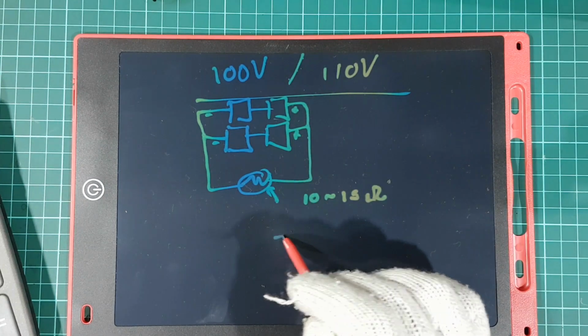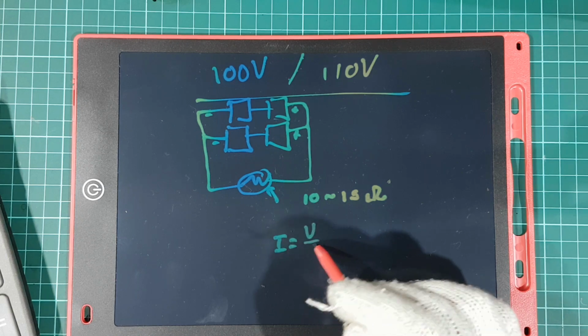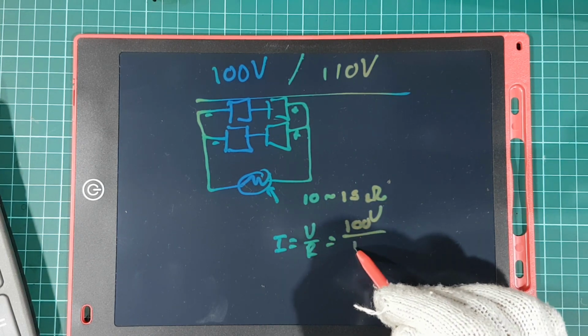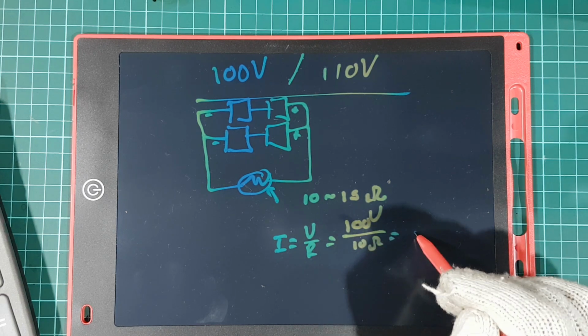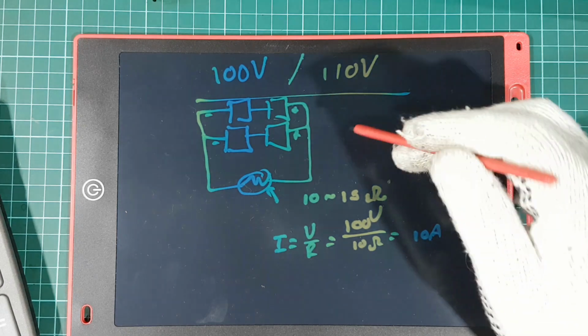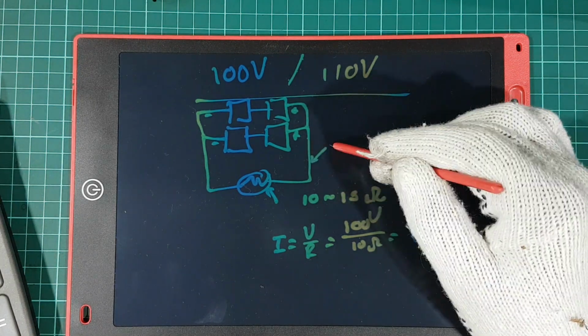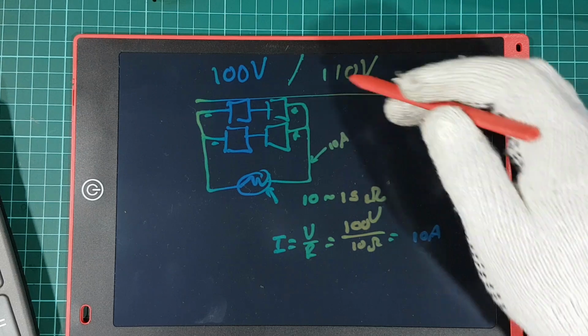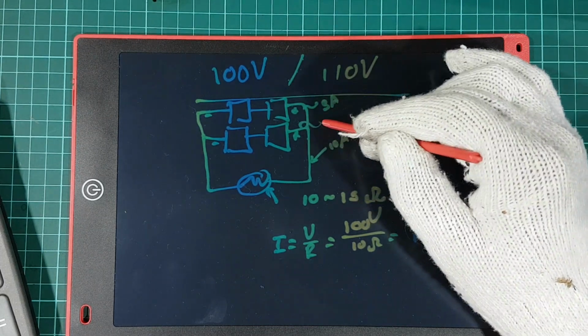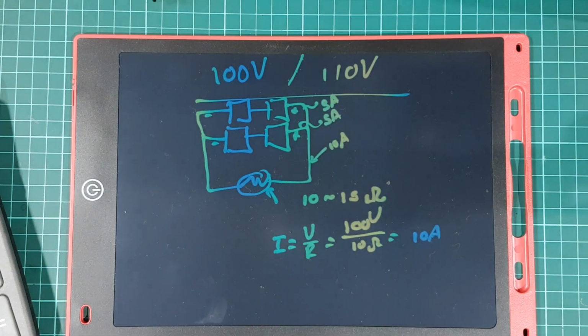Now if we look at I equals V divided by R, which is then 100 volt over say 10 ohms, we will be running 10 amps. So that means over here you will draw 10 amps, but each set there will only give 5 amps to get you to this value.